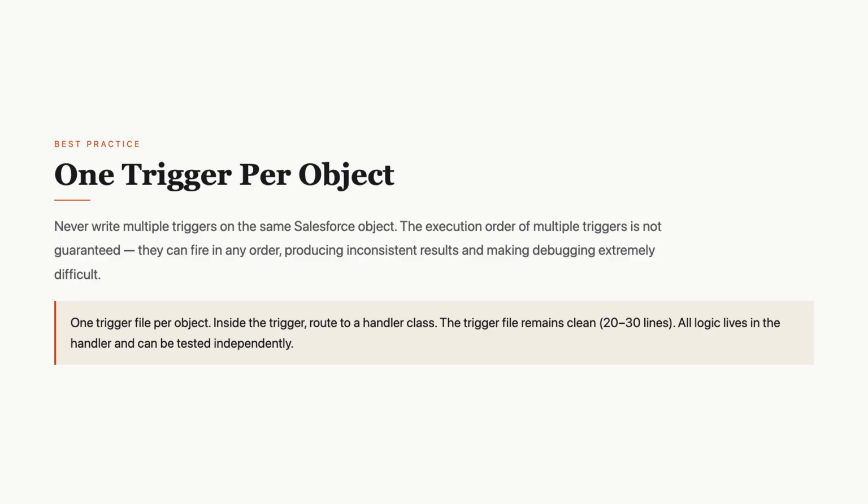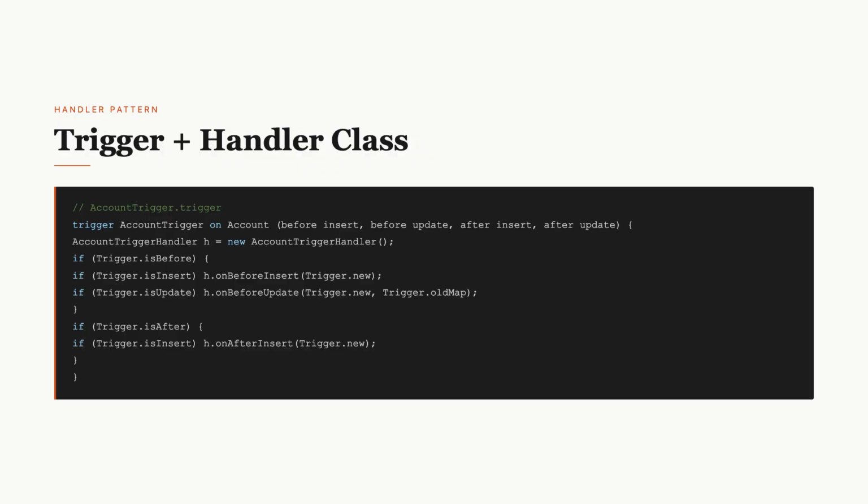The single trigger per object pattern. You should have one trigger per Salesforce object. Inside that trigger, you call handler classes to process the logic for each operation type. Do not write multiple triggers on the same object. The order they execute in is not guaranteed, and managing them separately becomes a debugging nightmare.